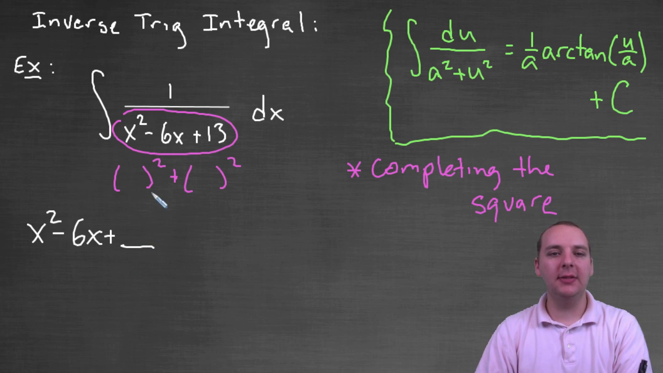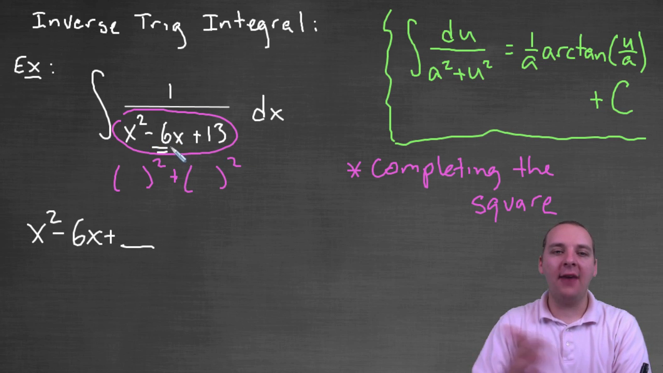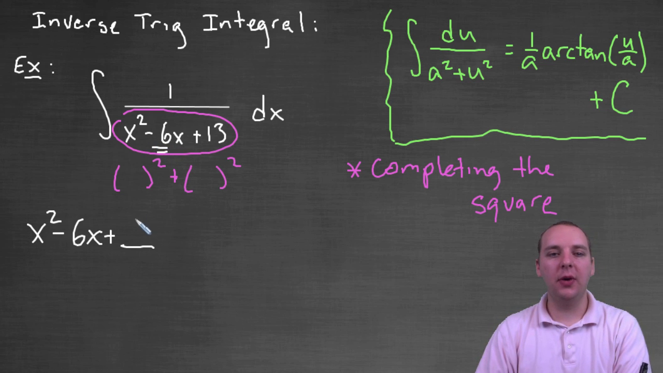All right, the way that we get this number is we take half of the coefficient of x, which would be -3, and then we square it. So if this is ax squared plus bx plus c, you take half of b and square it. So half of -6 is -3. -3 squared is 9. 9 is really the number we want. 9 is really the value that would turn this guy into a perfect square.